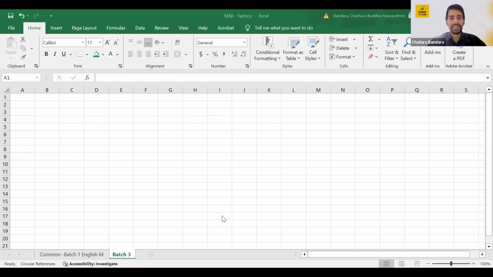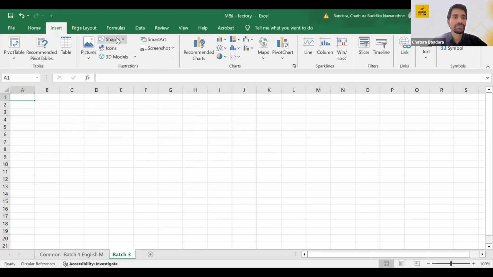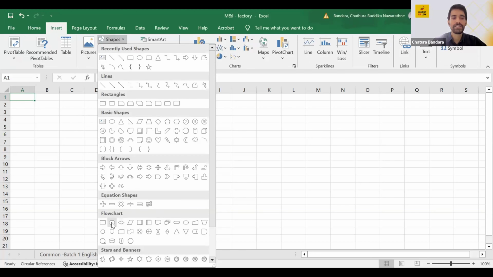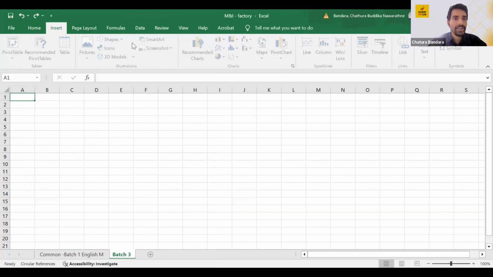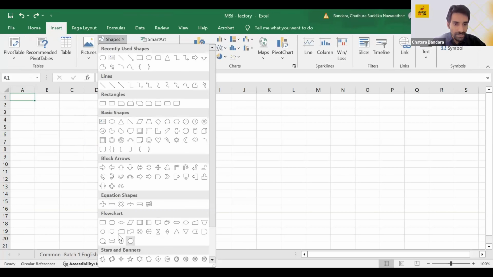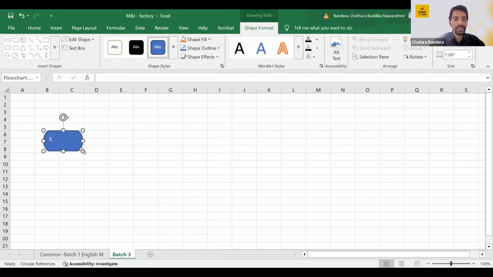And I will start. Since Darshana said so, you can simply go to Insert and then Shapes. You can directly go to Flowchart. Sorry, not this one. For the start, we use this one, start and end. Actually, before that, sorry, my bad.